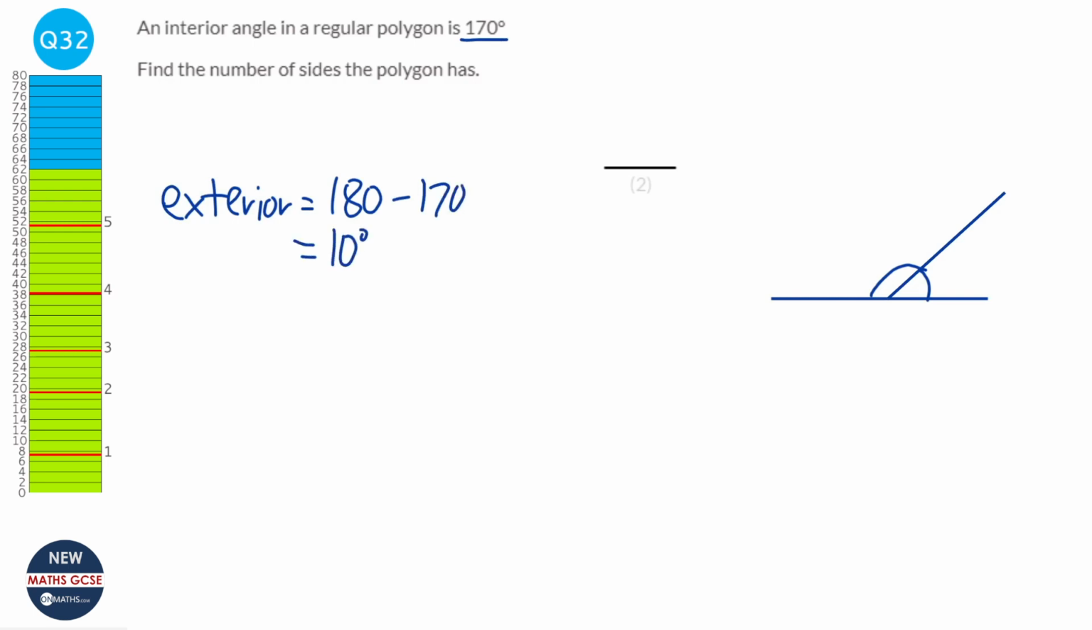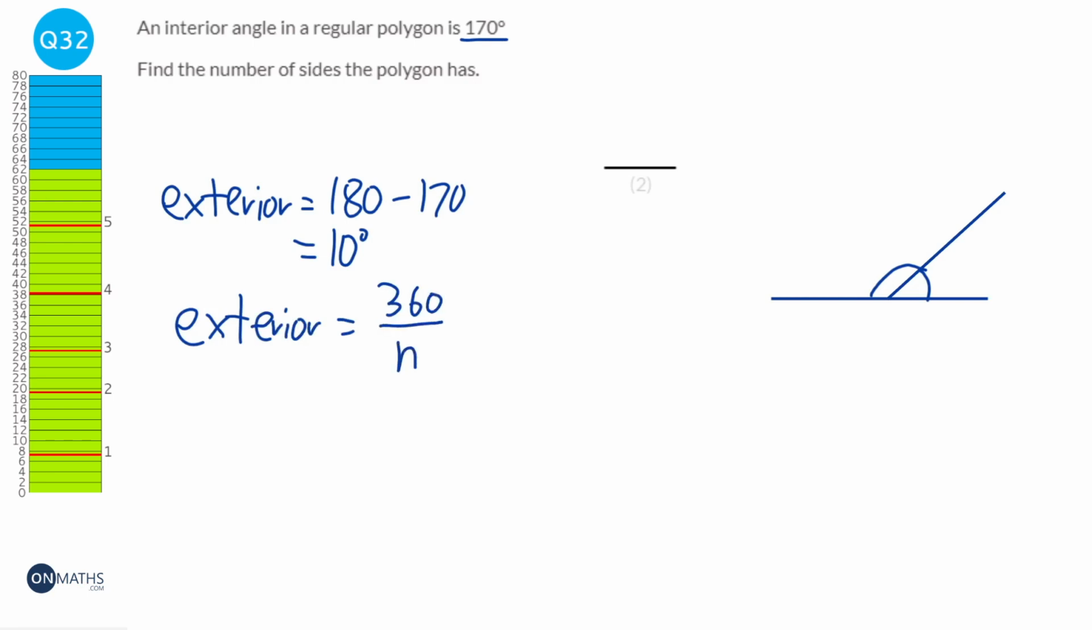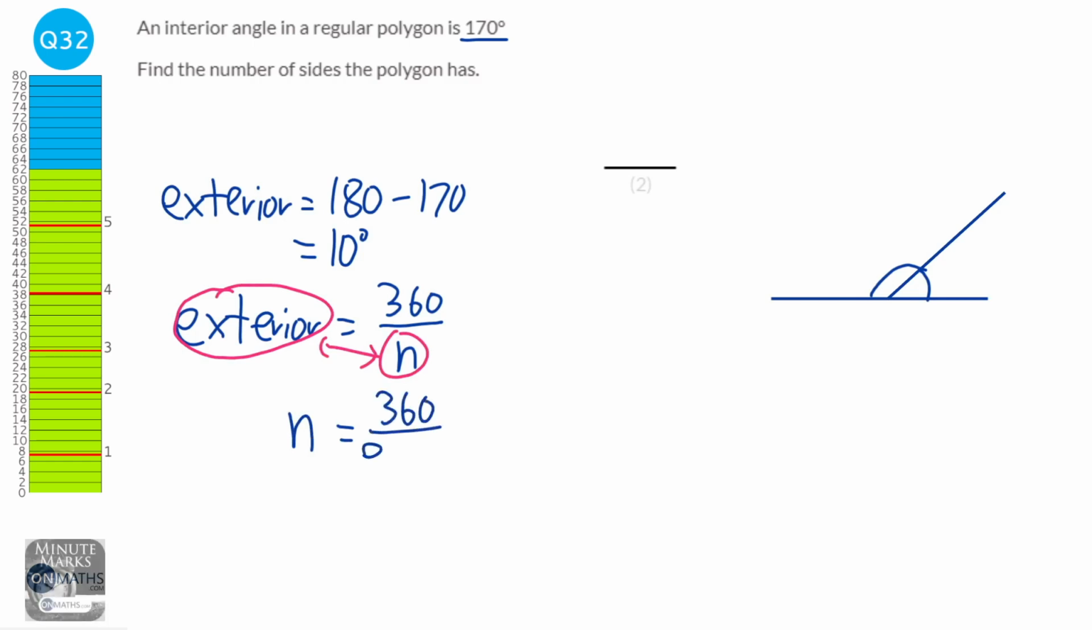So we've already done a different formula for exterior angle, which is 360 divided by n. And something we can do is we can just swap these two things around. And so we can make the formula that n equals 360 divided by the exterior angle. Well, we know that the exterior angle is 10, therefore n is 360 divided by 10, which would be 36.